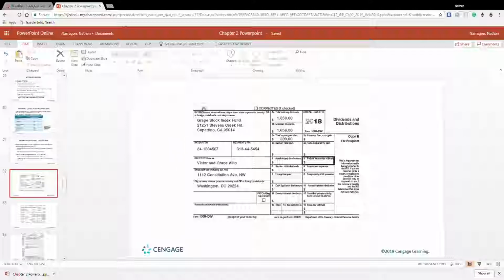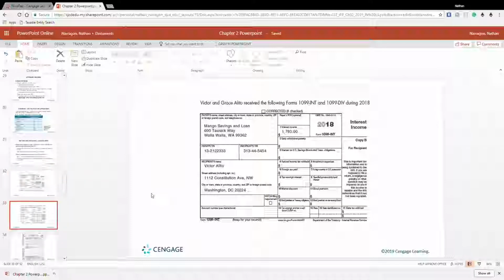Okay, so here's the company, or basically the mutual fund, the payer's name, and our recipients. So this one we can tell is a married couple. The payer's TIN, taxpayer identification number, our EIN, and then of course the recipient's Social Security number is their TIN.